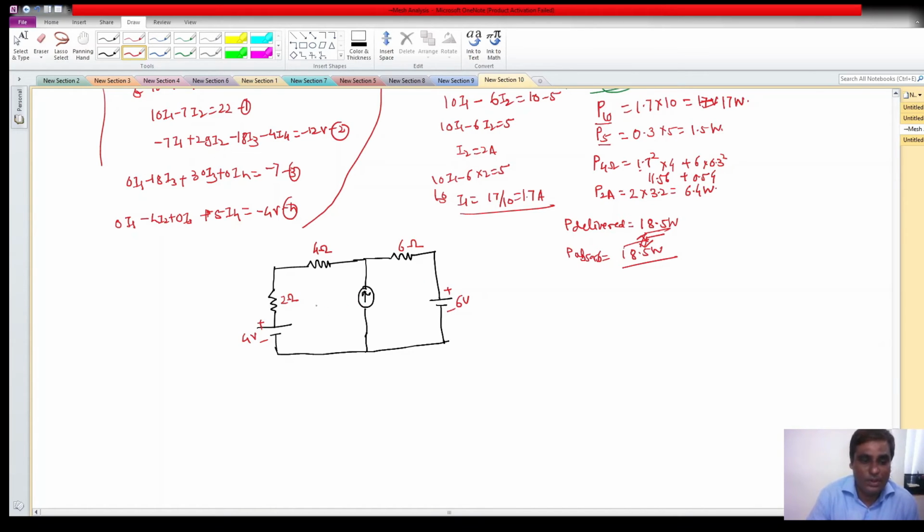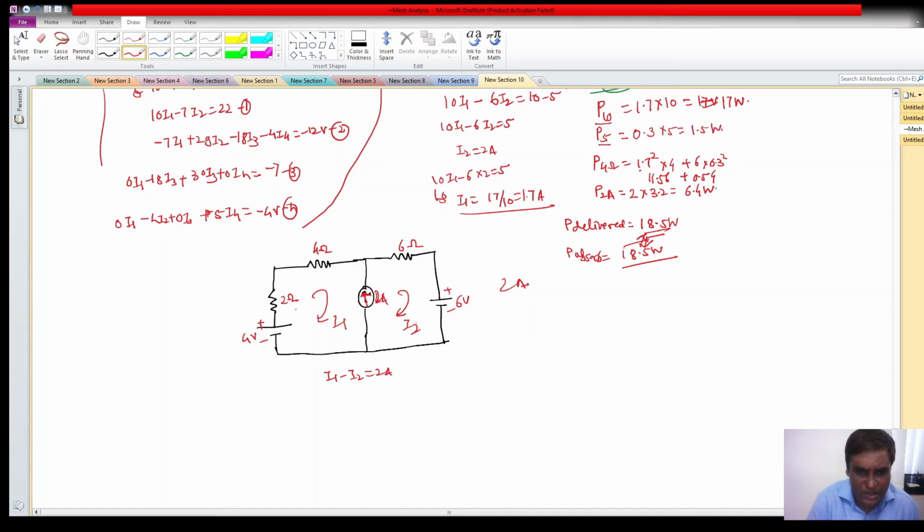Now let us identify the meshes. There are two meshes. This is mesh 1 with assigned current I1, and this is mesh 2 with assigned current I2, and this value is 2 ampere. We observe that this 2 ampere is not a mesh current, it is in the common branch. So you can directly write I1 minus I2 is definitely 2 ampere. This current source is not giving the total mesh current as we assumed previously, but the difference between the mesh currents is 2 ampere.